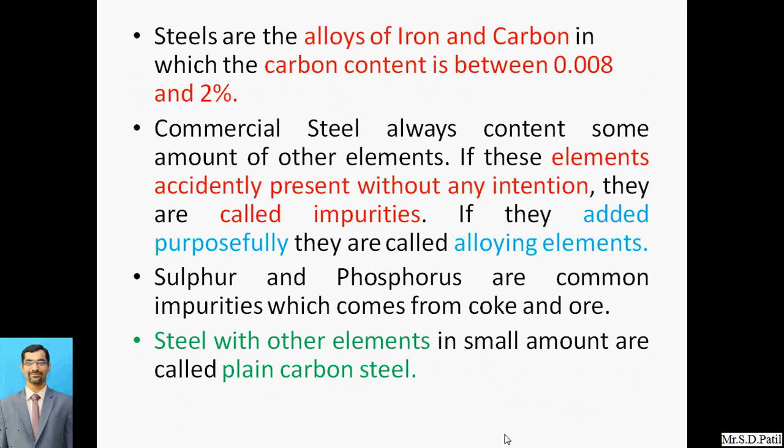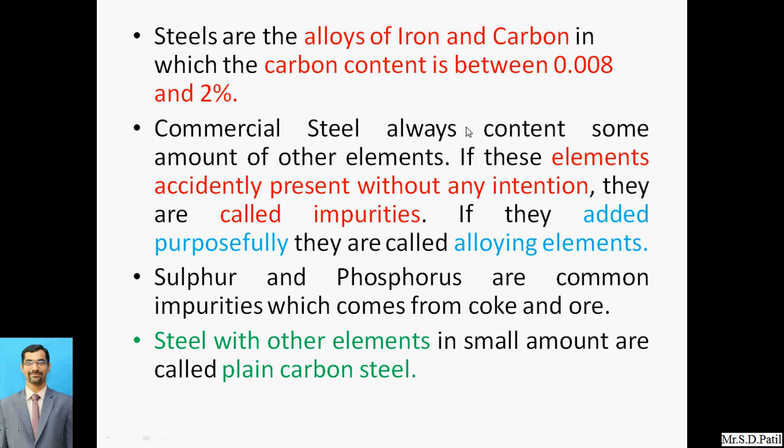What is steel? Steels are alloys of iron and carbon, in which the carbon content is between 0.008 and 2%. This is very important, my dear friends, to understand. Steel is one kind of alloy in which, along with the iron, carbon is present, between 0.08 and 2%.